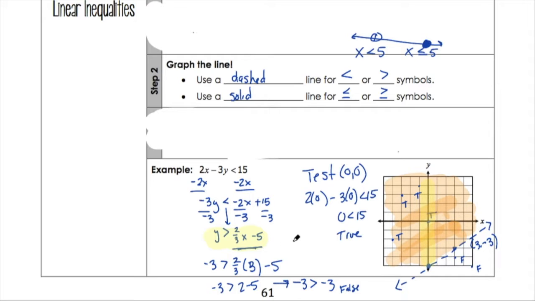Some people struggle with seeing that visually, and if that's you, you can use the test points to know where to shade. If you got the true point at 0, 0, good. You can go ahead and shade that whole region for the region of answers that will work. Let's look at a few more examples together.